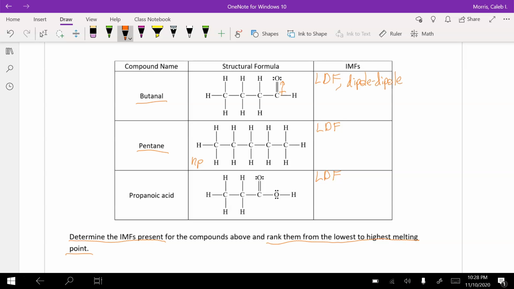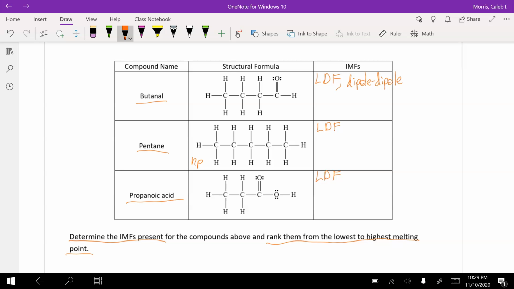Even though we have oxygen and hydrogen in the same molecule, there's no OH bond. Since there's no OH bond, we don't actually have hydrogen bonding. We just have LDF and dipole-dipole. Now let's look at propanoic acid.